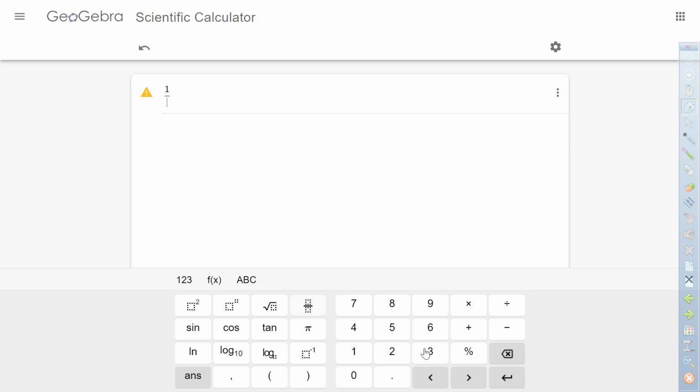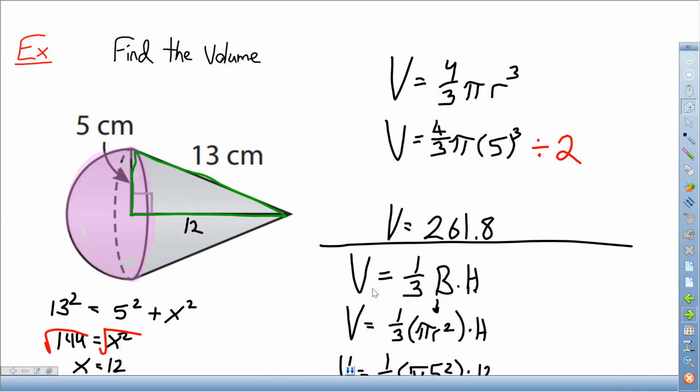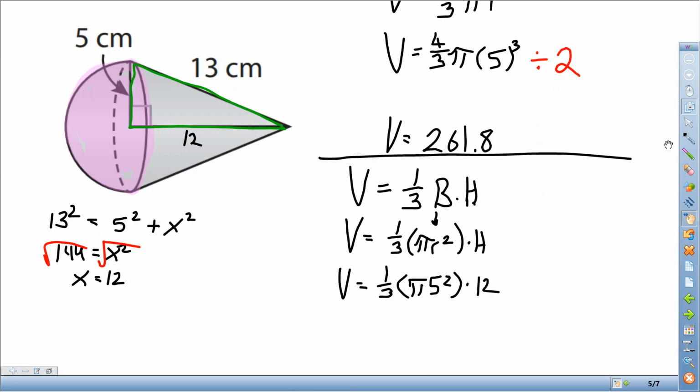So 1/3 pi 5 squared times 12. I'm getting 314.15. That 5 is going to round this up to a 2, so 314.2. There is the volume of that.